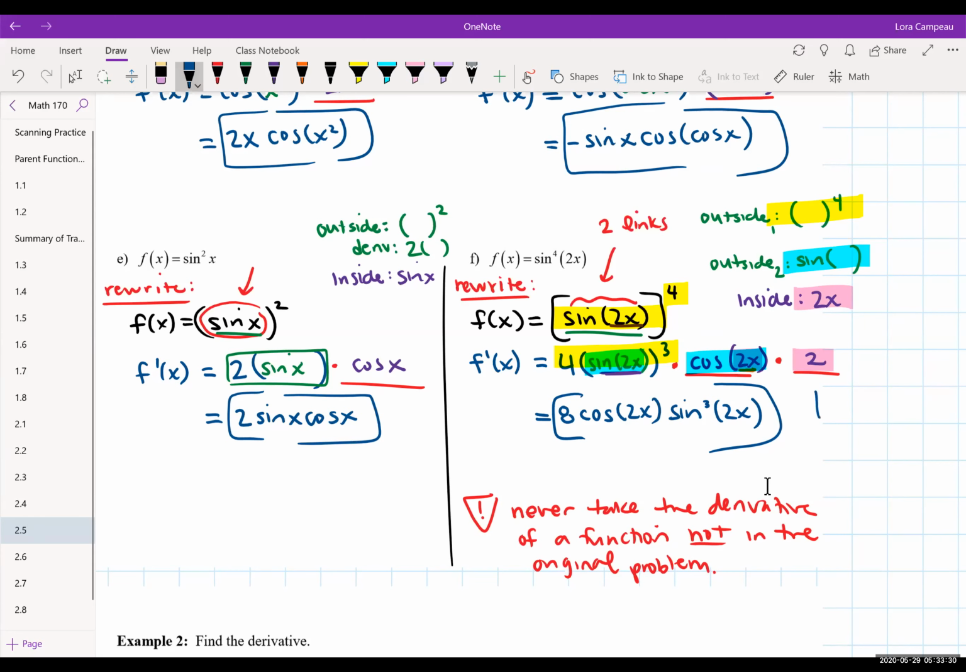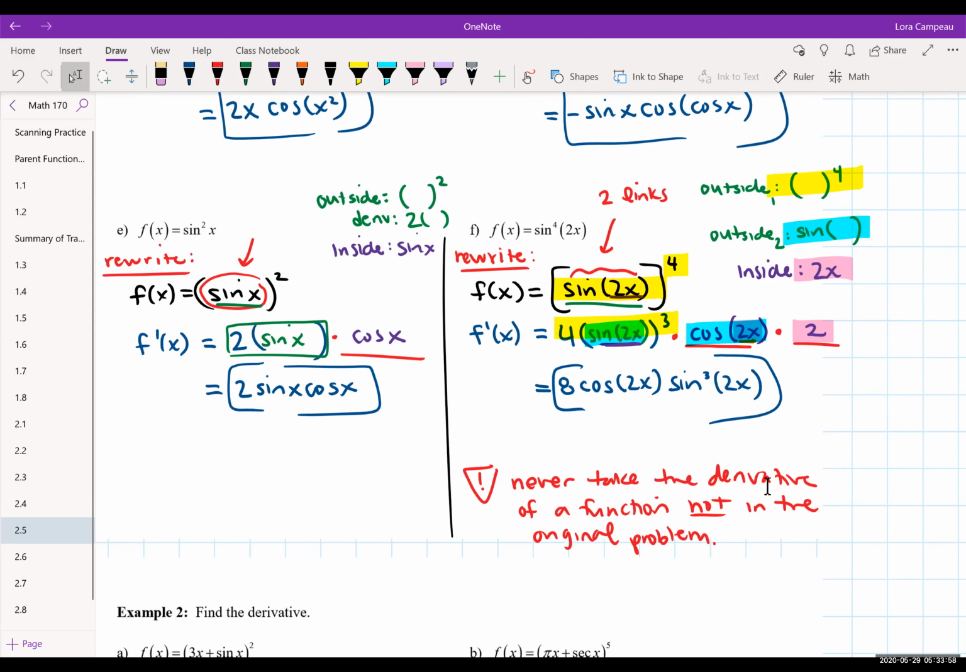So don't keep going. If you try to take the derivative of 2, which is a constant, you get 0 and your whole derivative disappears. 2 is not a function in the original problem. It is part of the 2x. So I have to caution you to be careful. Don't keep going. Always really decompose the functions you're seeing. See if you can start naming. So by the way, going through this, the outside function, for sure, is the yellow highlighted part, something to the 4th.